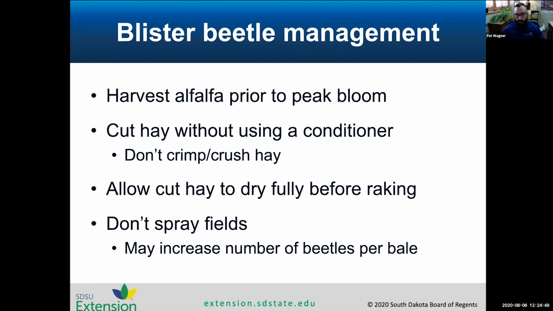And then the other thing that's probably most important here is you don't want to spray the fields with an insecticide. Yes, it's going to kill the beetles, but it can backfire on you because you're going to end up with a lot of dead beetles in the hay. So when you cut it, you're not going to have those beetles leaving the hay. They're all just going to stay there because they're dead. So that could actually increase the number of beetles that you end up having per bale. And even if they're dead, like I said, they'll still have that cantharidin in them, and that chemical is viable and can still cause problems.